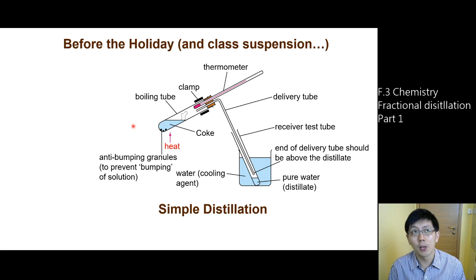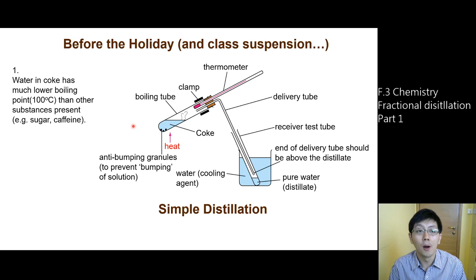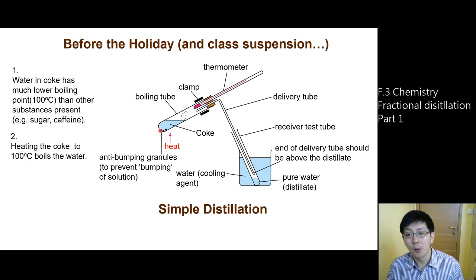Now, what are the principles of this separation method? First of all, we have many things inside the Coke. However, only one component, water, has a much lower boiling point than other substances. It has a boiling point of 100 degrees Celsius. However, other substances such as sugar and caffeine have much larger melting points and boiling points. So if we heat the mixture, when it reaches 100 degrees Celsius, the water will start to boil, but other things still remain inside the mixture.